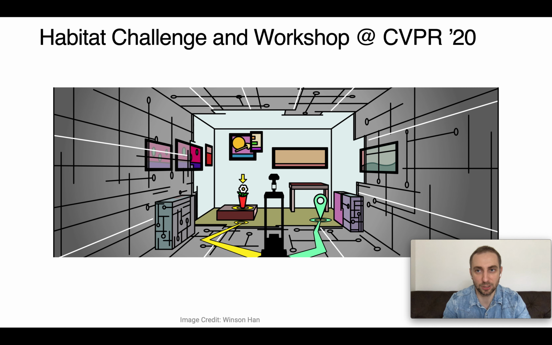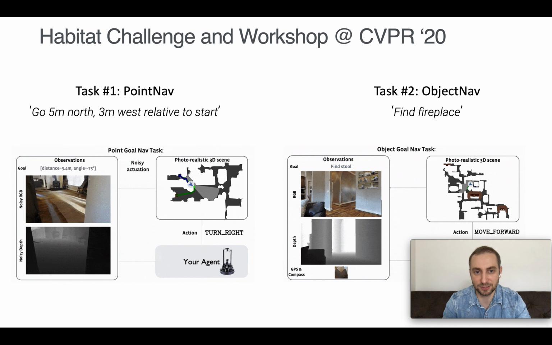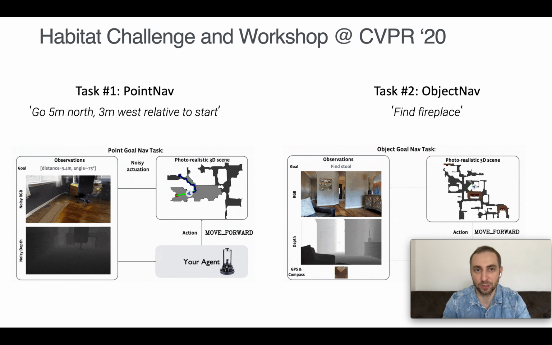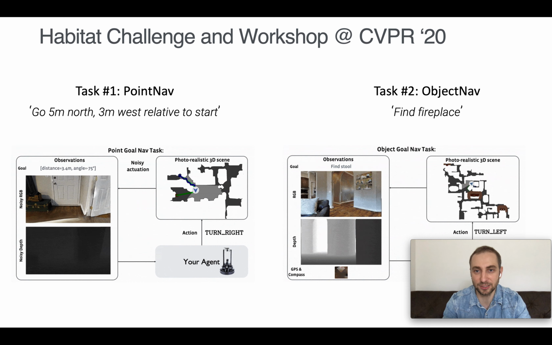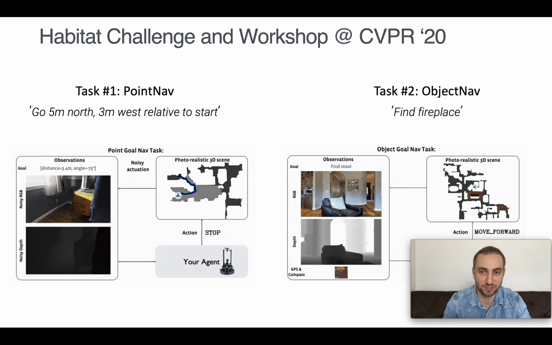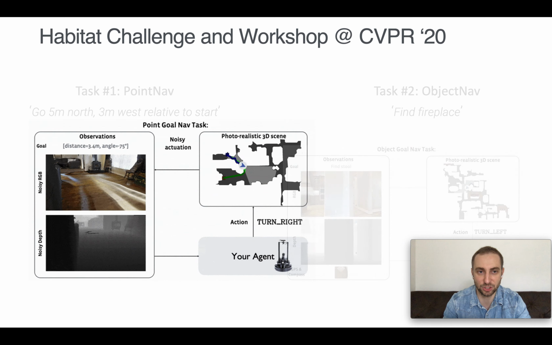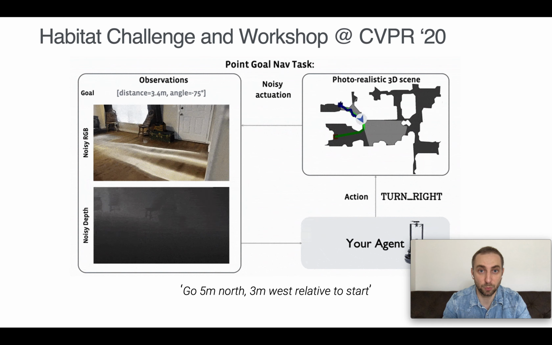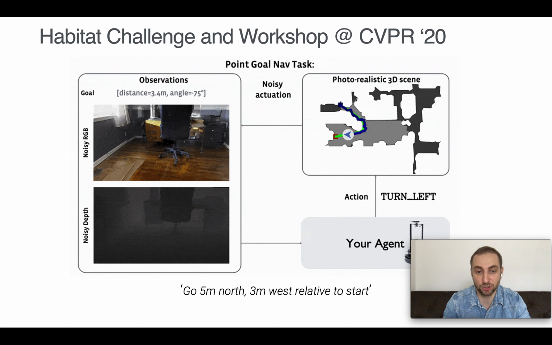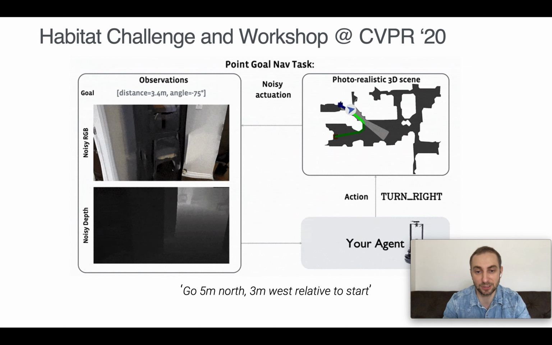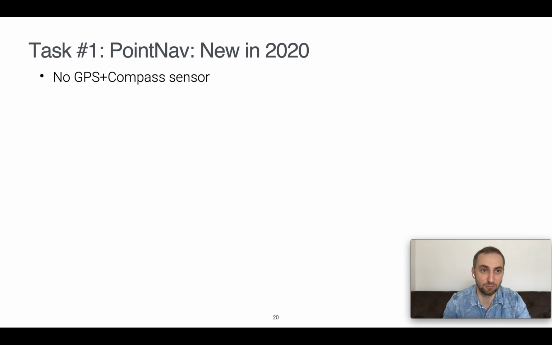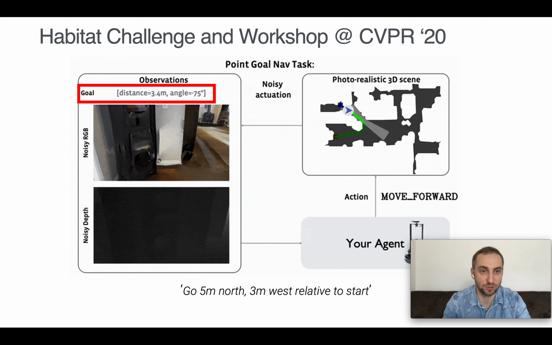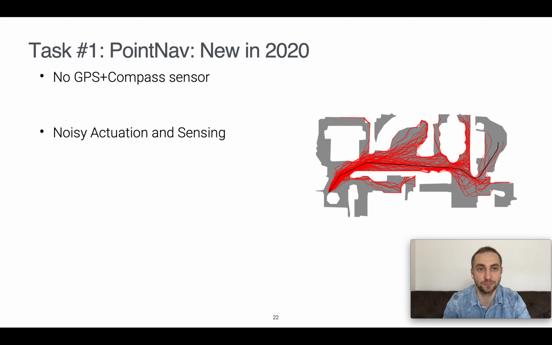For Habitat Challenge 2020, we focused on the sim to real direction and proposed two tasks. One is point goal navigation, but without GPS and compass and with realistic noise. And the second one is ObjectNav, a semantic navigation task we proposed as a challenge. So point goal navigation version 2 is like: go 5 meters north and 3 meters west relative to the start. That's all the information. The agent has no GPS and compass sensor. It has only a static goal that doesn't change during the episode.